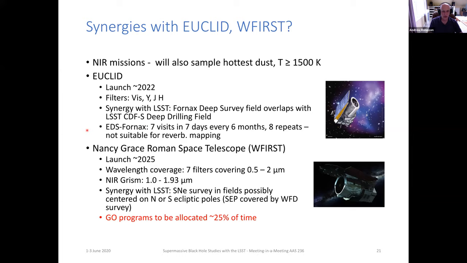So what about the Roman Space Telescope? There is a supernova survey planned in fields possibly centered on the north or south ecliptic poles, and the south ecliptic pole will be covered by the wide deep survey. So that's a possibility, but also it may be possible to apply for a dedicated program, since GEO programs would be allocated 25% of the time.